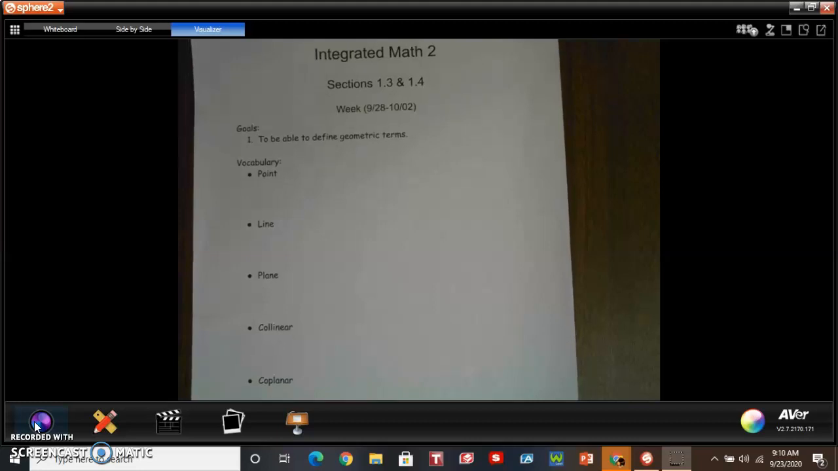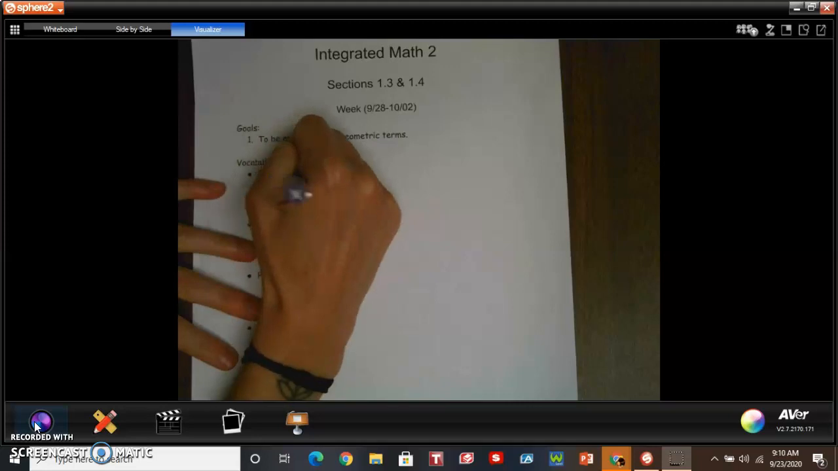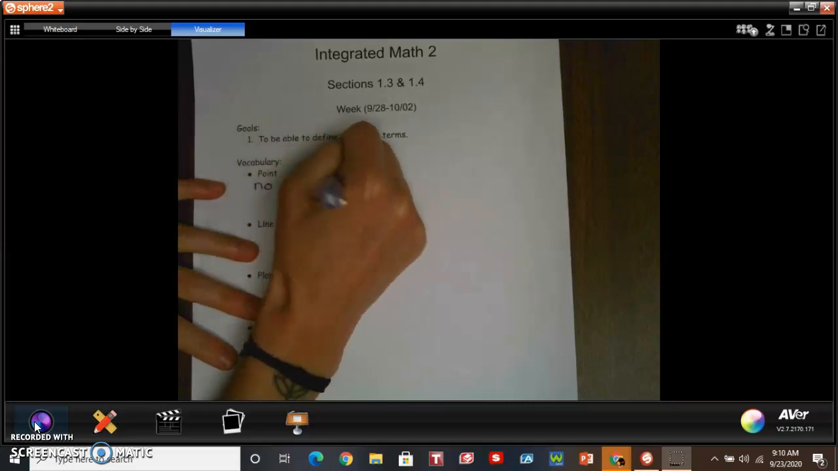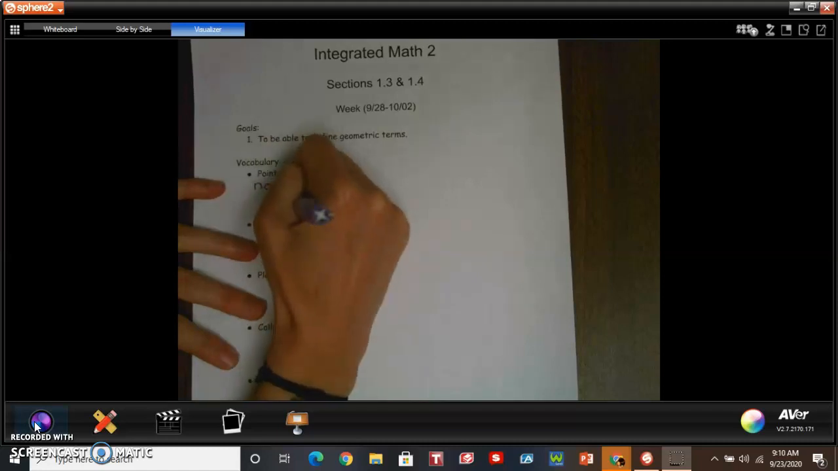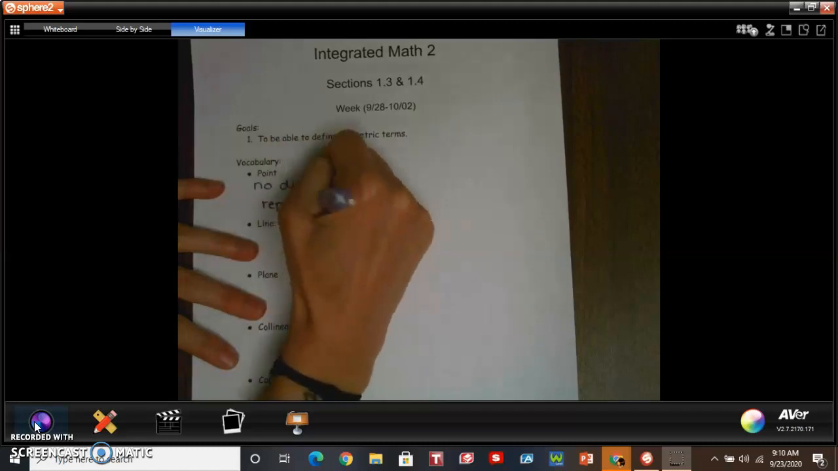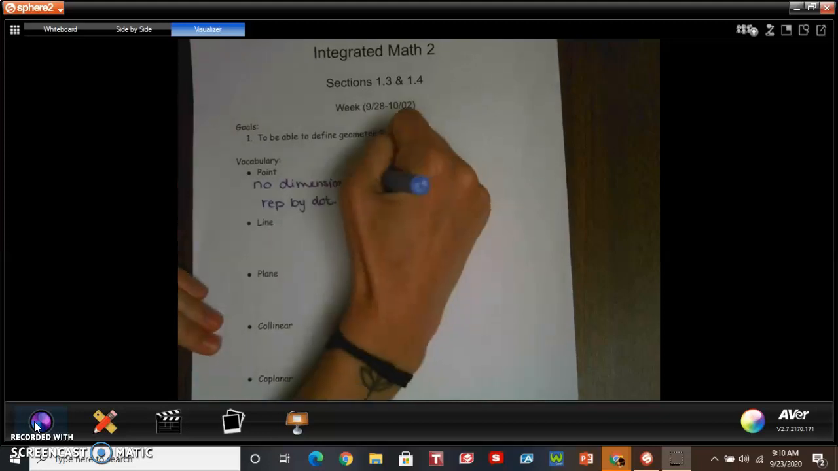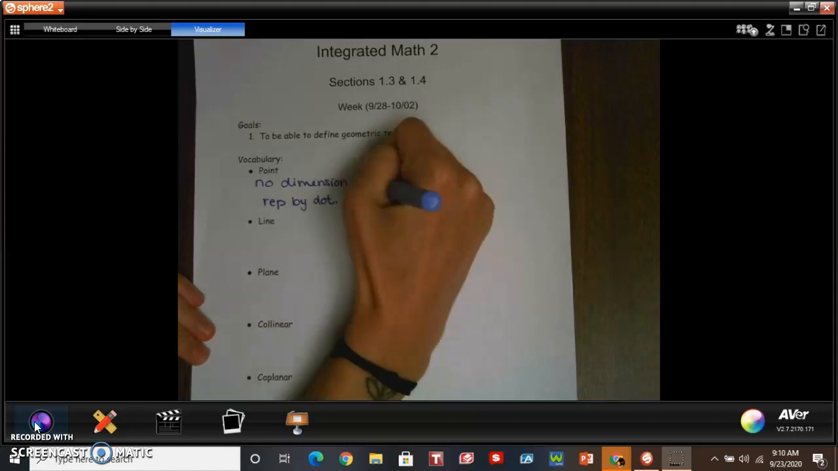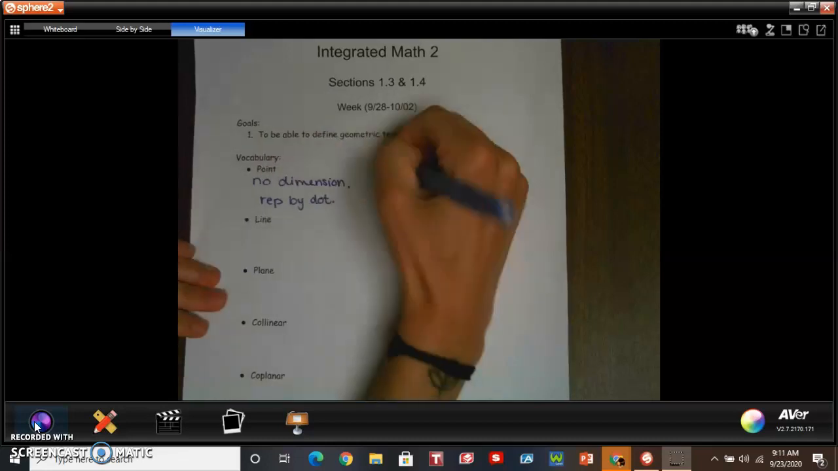So here we go. First one we're going to define is called a point. A point has no dimension, and it is represented by a dot. Okay, so a point looks something like this. And if we're talking about naming a point, you name a point literally by the letter that is associated with that dot. So this would be point A.